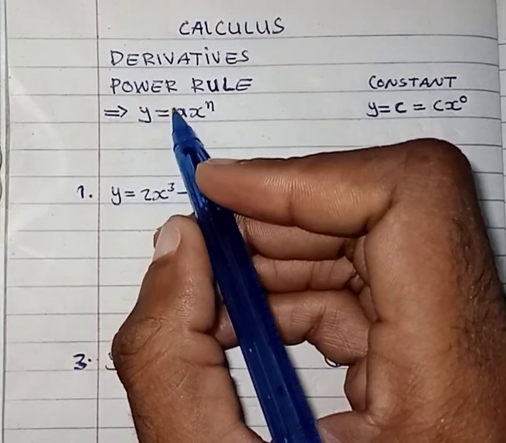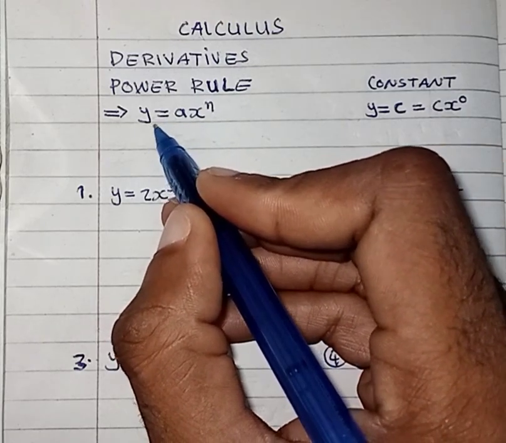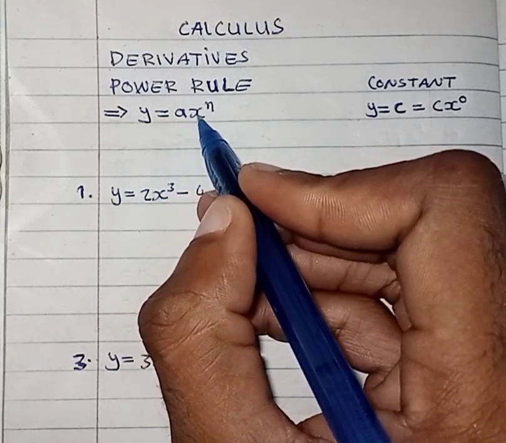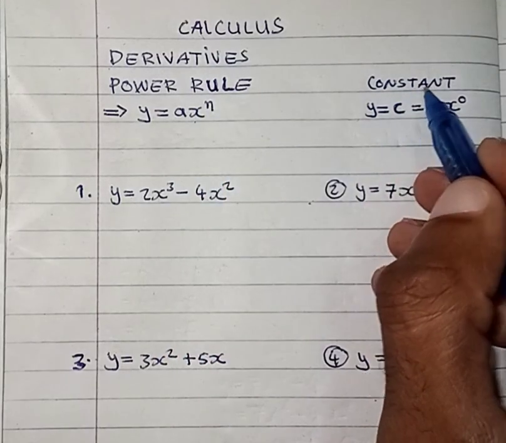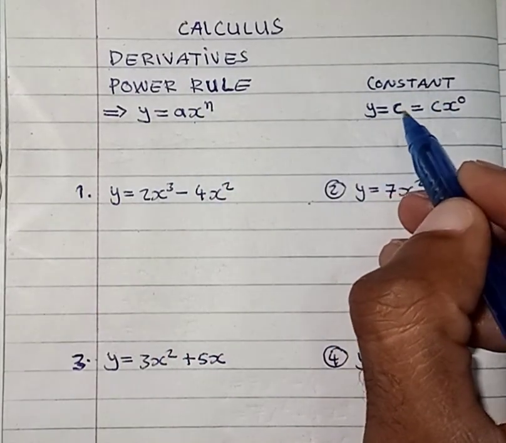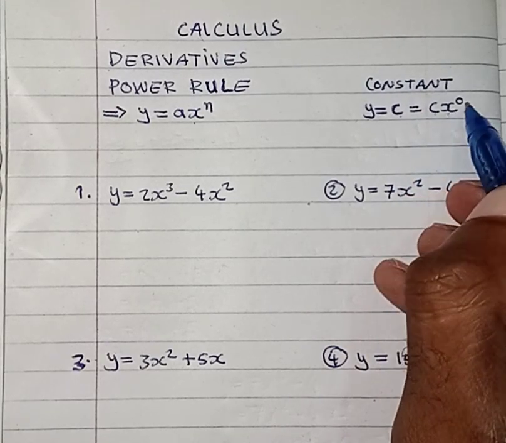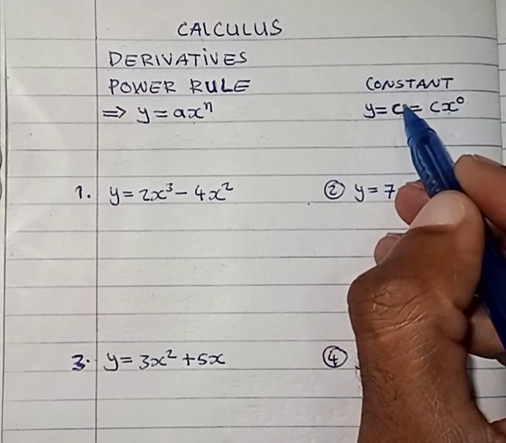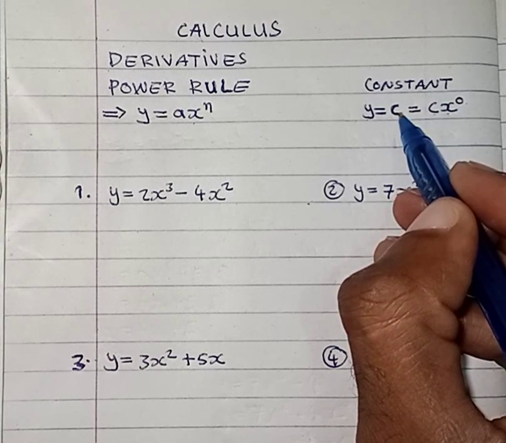For the power rule, we begin with any given polynomial term; in general, y is equal to a x to the power n. Then we also have the constant term, where y is equal to c, which can also be expressed as c x to the power 0. This is how we're going to be expressing any constant term in the given polynomial.